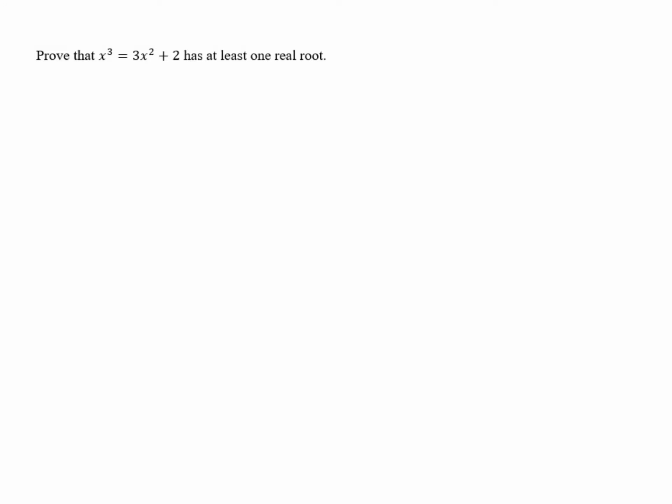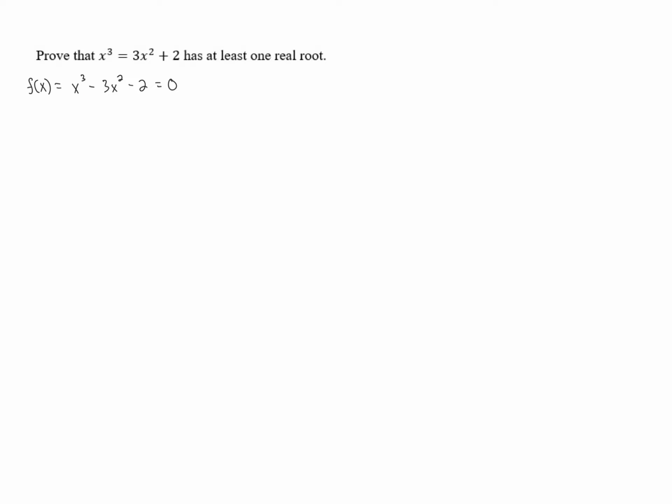Prove that x cubed equals 3x squared plus 2 has at least one real root. Now, if we subtract 3x squared plus 2 from both sides, we can move all of the terms to the left. So x cubed minus 3x squared minus 2 equals 0. And we can call that function f of x. So looking for a real solution here is equivalent to looking for a real root of this trinomial.